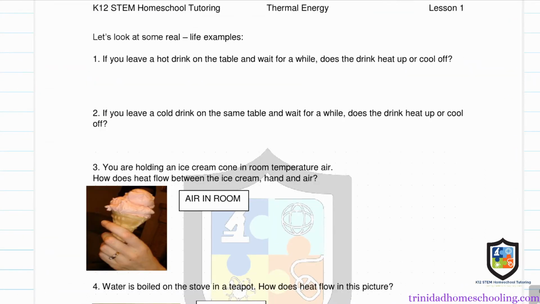So example 1. If you leave a hot drink on the table and wait for a while, does the drink heat up or cool off? Sounds like a trick question, right? You could probably give your friends this question and see what they come up with. So here we have a table. This is my table. And I have a mug on the table. And my mug has a hot drink in it. So here is hot.